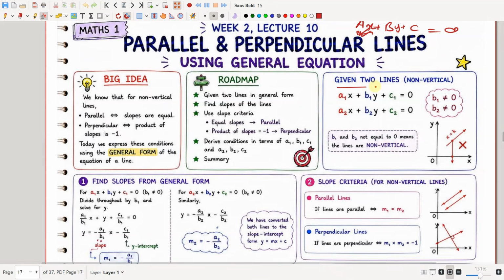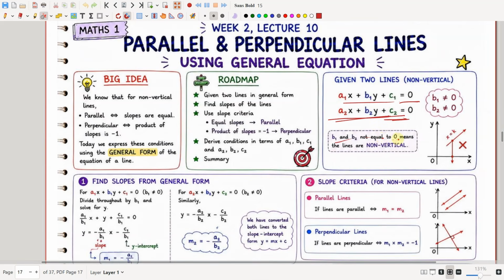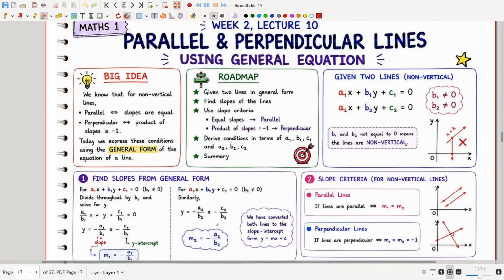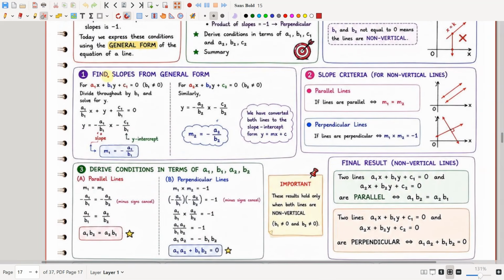So we are given two lines, a1x plus b1y plus c1 is equal to 0 and a2x plus b2y plus c2 is equal to 0. So b1 and b2 not equal to 0 means the lines are not vertical, non-vertical. Let's see how we can find the slopes by using the generic form. We already saw that m1 is equal to minus a1 by b1, and m2 is equal to minus a2 by b2.